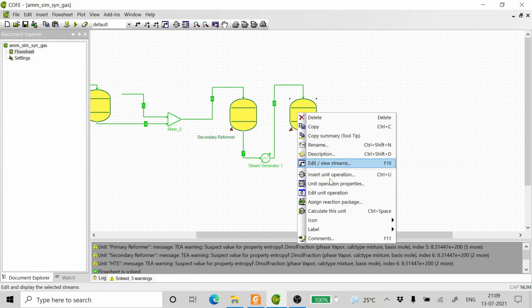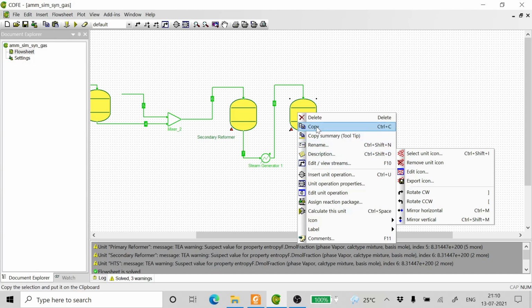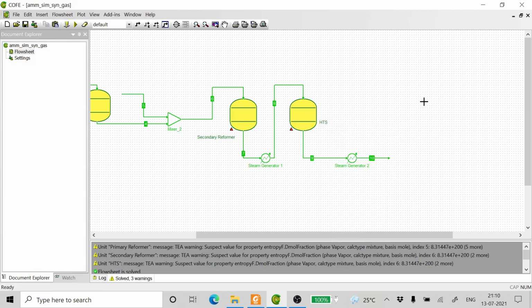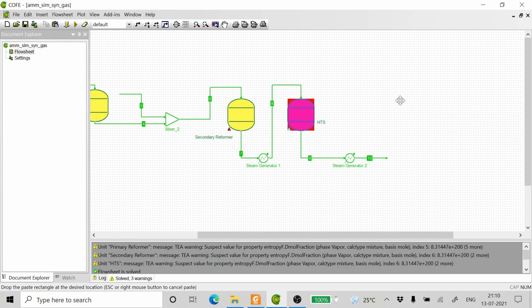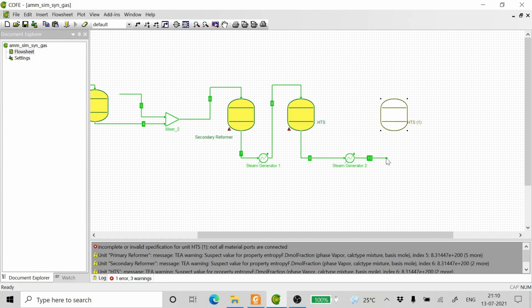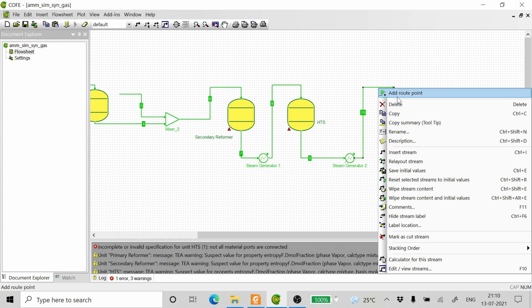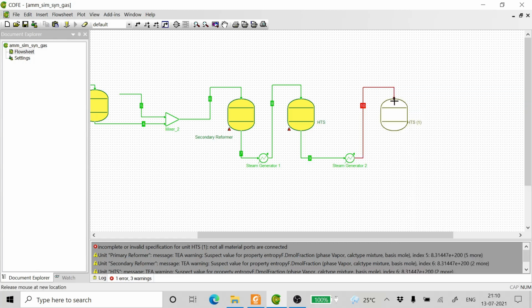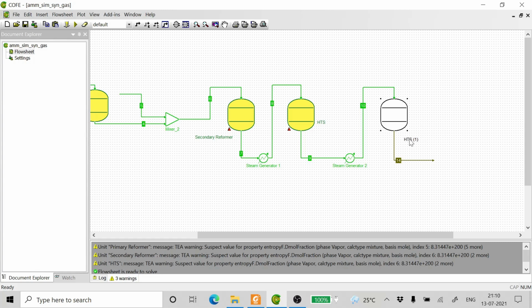Now we copy the high temperature shift reactor, because the low temperature shift reactor is similar to the high temperature shift reactor. So we can merely copy it and reuse, add a root point, connect it, draw the outlet and rename this to low temperature shift.